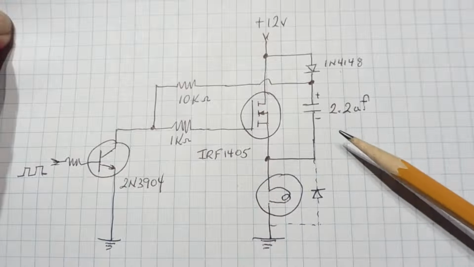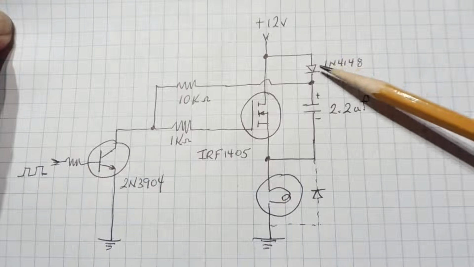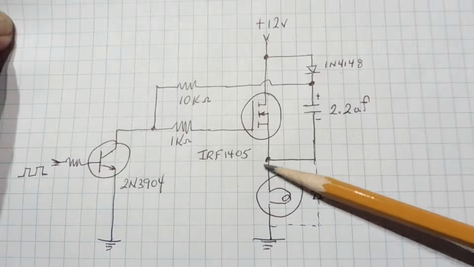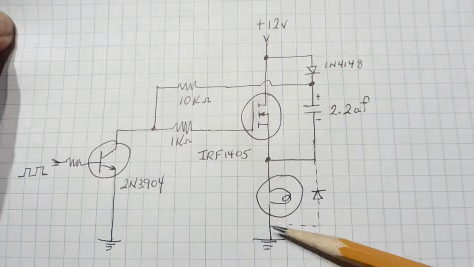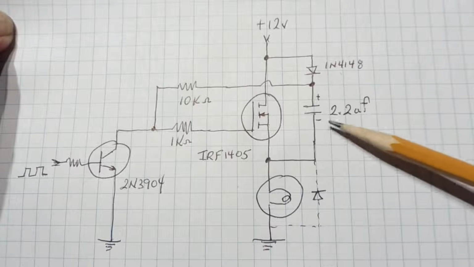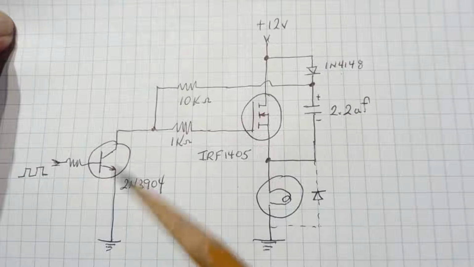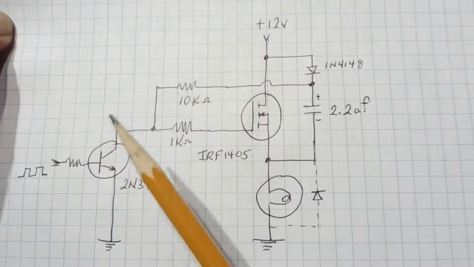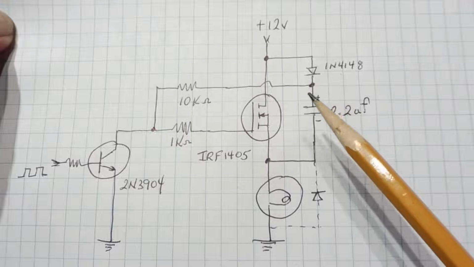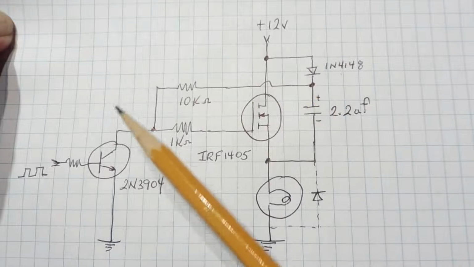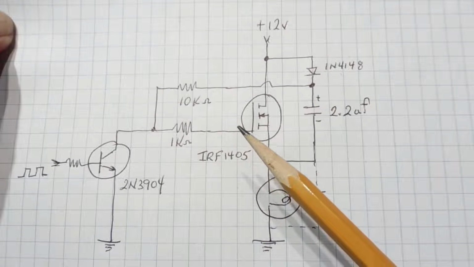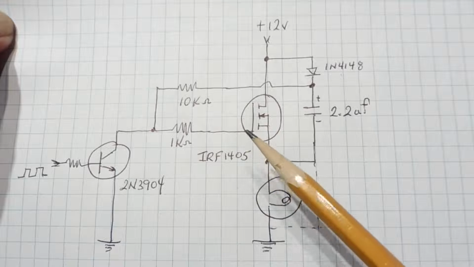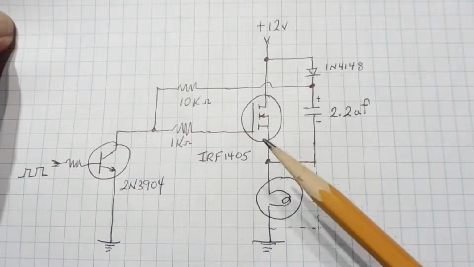Now this capacitor can charge up from the power supply through the diode, through the capacitor, and through the filament of the bulb to ground. So the capacitor will charge up to 12 volts. Now when we turn off the transistor, taking it out of the circuit, we're going to have the 12 volts from the capacitor fed back into the gate of the MOSFET. So we'll have 12 volts from the gate to the source, and it'll turn on the MOSFET.